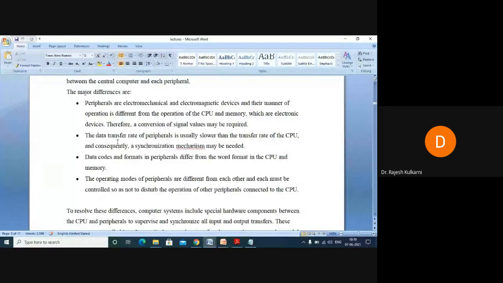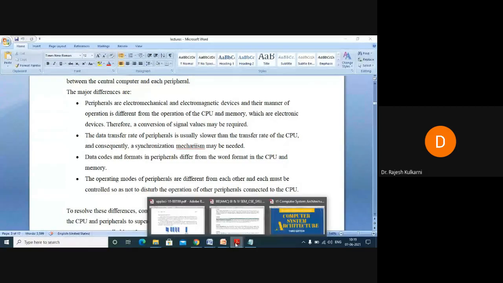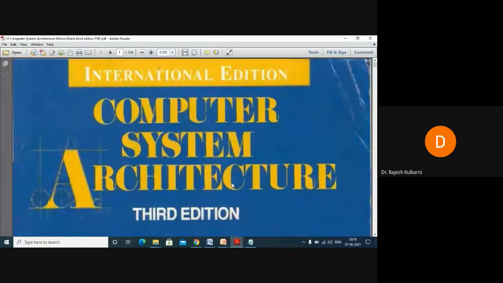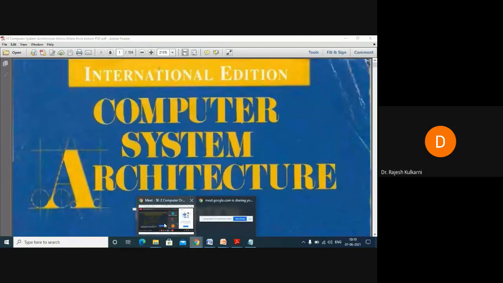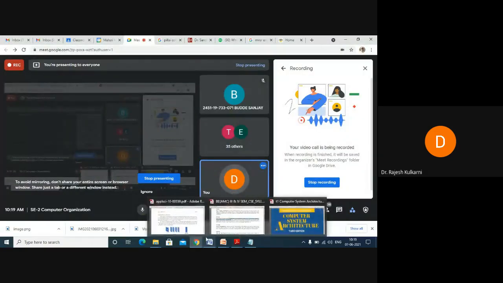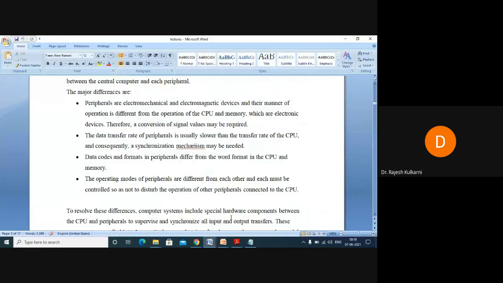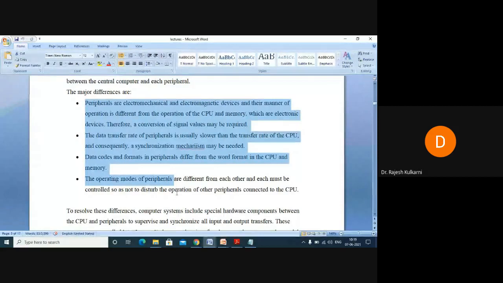All this we are taking from our prescribed syllabus textbook, Computer System Architecture by Morris Mano, which is also there in your Google Classroom. So all the material is in the Google Classroom, as well as all the topics are there in the videos. I'll share the YouTube video link also today if some of you have missed or you want to listen again later. Here are a few differences between peripheral devices and CPU.